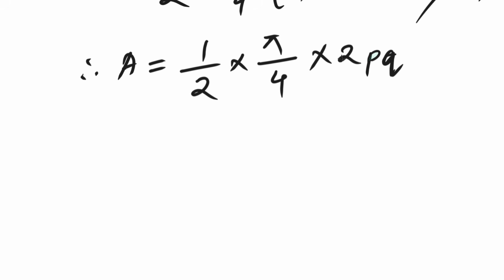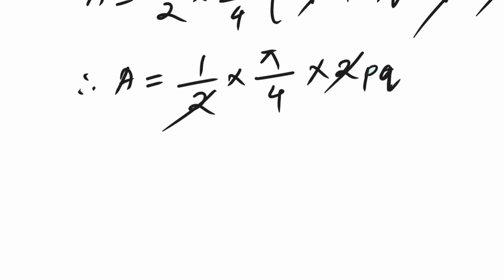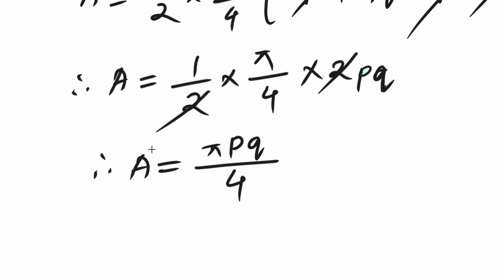We have a factor of 2 from the expression and a factor of 1/2 outside, so those two factors cancel each other. What remains is pi multiplied by pq divided by 4. So we have reached a very useful formula. The shaded area equals pi multiplied by pq divided by 4.